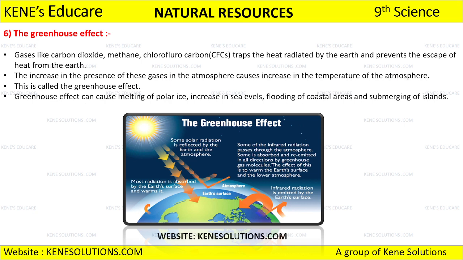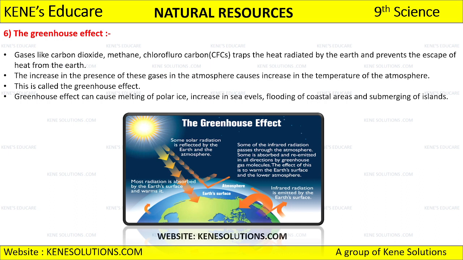chlorofluorocarbon, which we also call CFCs. Okay, CFCs, that is chlorofluorocarbon. So what these gases like carbon dioxide, methane, chlorofluorocarbon are going to do is, when present in the air, they are going to trap the heat which has been radiated by the earth and prevent the escape of heat from the earth. So what are they doing? Whatever heat has been radiated on the earth will be trapped by these gases.